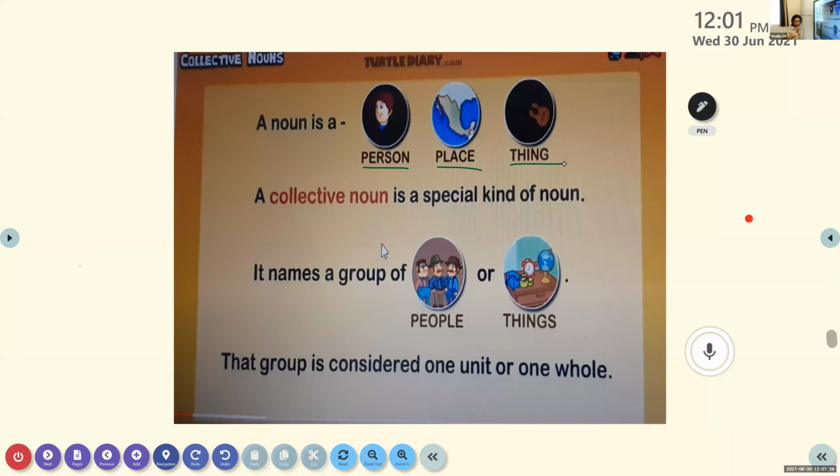So we have discussed the two different kinds of nouns. Now let's move on to the third kind of noun. That is very important.